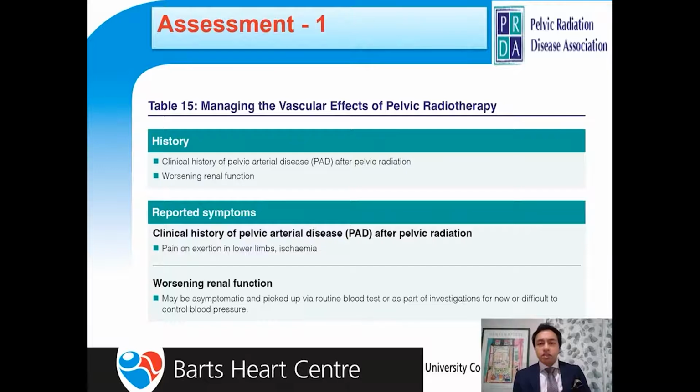Patients, as discussed, may complain about claudication pain or leg swelling, and in terms of the renal function, as mentioned, this may be asymptomatic. However, if blood tests are undertaken, they may show deterioration in renal function. Alongside this, if the blood pressure is measured, there may be an unexplained rise in blood pressure or difficult to control blood pressure.